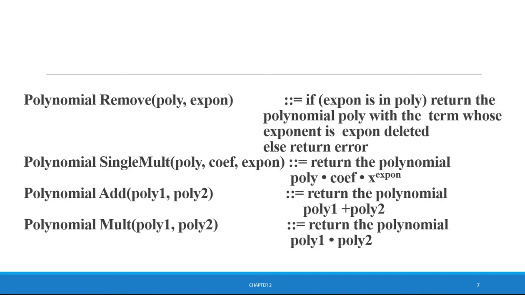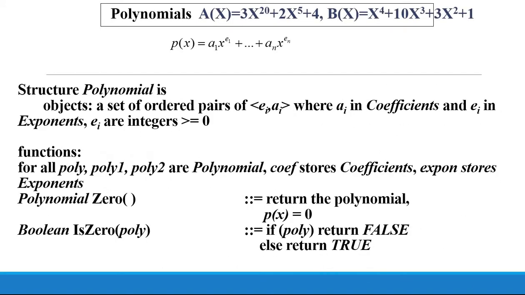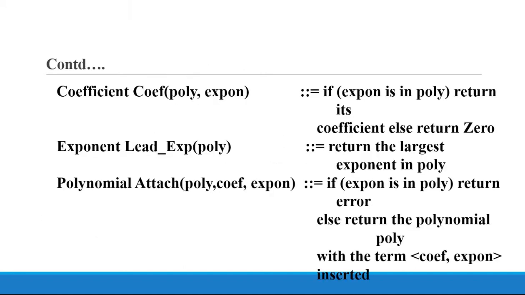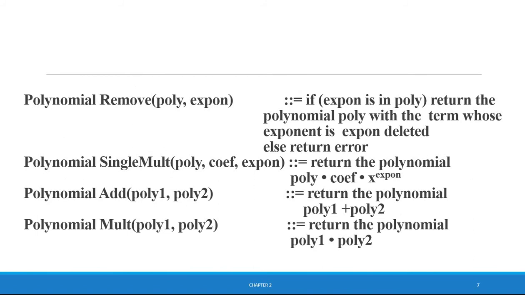For example, if you see here, polynomial a is 3x power 20 plus 2x power 5 plus 4. If I am multiplying the complete polynomial by 2, after multiplying each and every term by 2, I'll get the result as 6x power 20 plus 4x power 5 plus 8. Okay, so like that, if you want to perform it, you can do that.